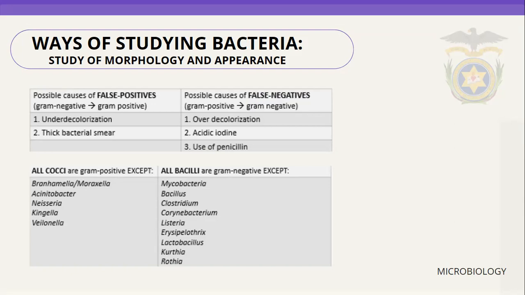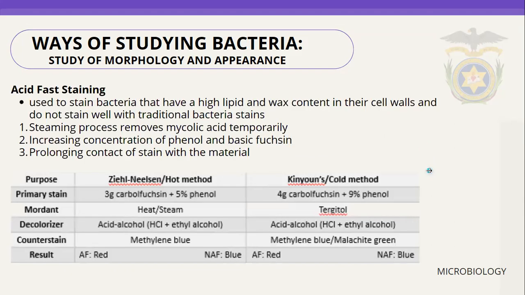Always remember, guys, that all cocci are gram-positive except for Branhamella or Moraxella, Acinetobacter, Neisseria, Kingella, and Veillonella. And all bacilli are gram-negative except for Mycobacteria, Bacillus, Clostridium, Corynebacterium, Listeria, Erysipelothrix, Lactobacillus, Gardnerella, and Rothia.